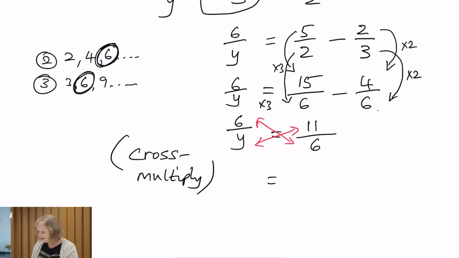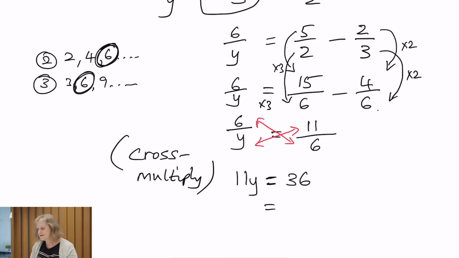Okay, so we're looking at y multiplied by 11, which gives us 11y, and that's equal to the opposite multiplication. 6 times 6 is 36. So we could have done it the other way around: 6 times 6 gives us 36 is equal to y times 11, 11y. Either works, because then we're going to isolate y. I'm just going to stick with the first one that I did, but either works.